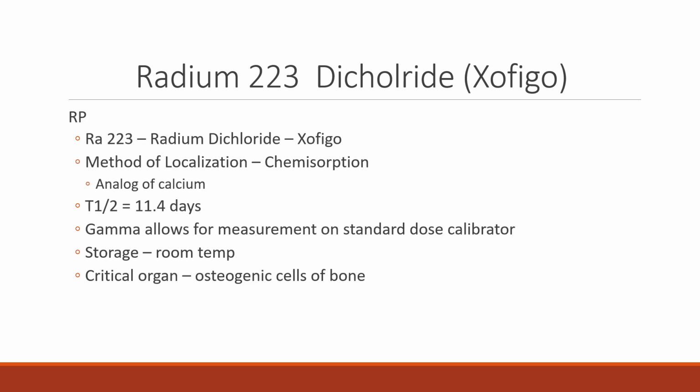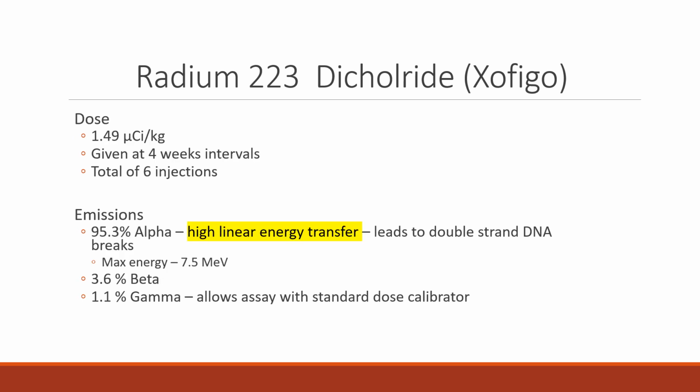The radiopharmaceutical is radium-223. Again, this is chemoabsorption because it's a calcium analog. Half-life for this one is 11 days. It does have a low-level gamma that's emitted with it, and this allows it to be measured in a standard dose calibrator. It's stored at room temperature, and then the critical organ is the osteogenic cells in the bones.